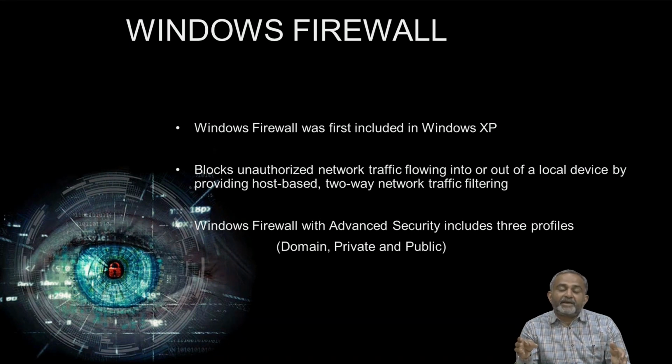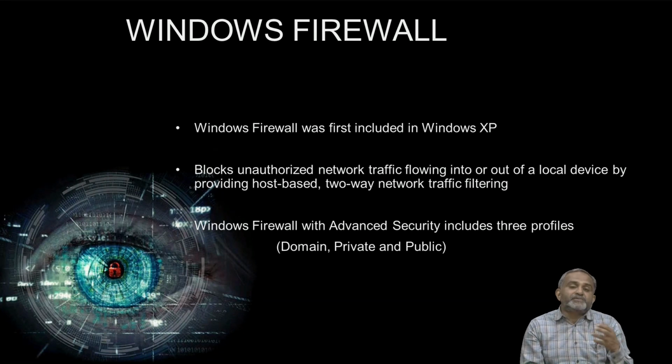It checks the packet according to the pre-configured rules. Rules are configured in a firewall, and based on that there is two-way monitoring, for the inbound traffic as well as for the outbound traffic. The Windows firewall examines the network traffic, and based on the pre-configured rules it may block particular network traffic also. Nowadays the Windows firewall with advanced security includes three profiles.